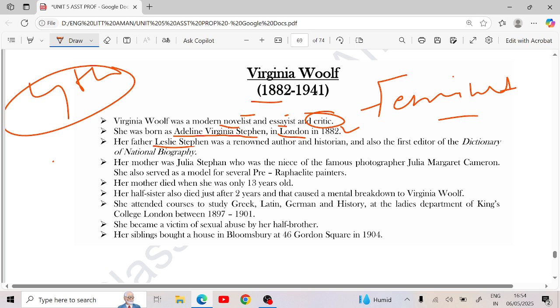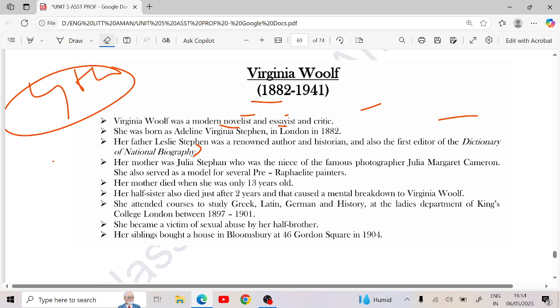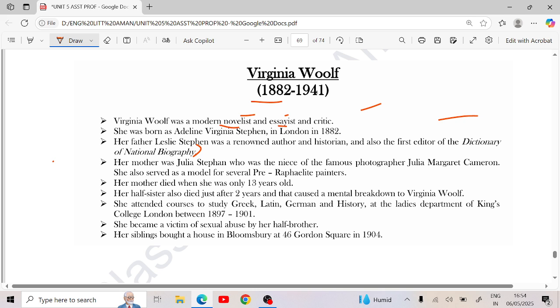Her father's name was Leslie Stephen, and he was a renowned author and historian. He was also the first editor of the Dictionary of National Biography. This is information that you have to remember. If there are any questions from the introduction of Virginia Woolf, you are going to surely get the answer.